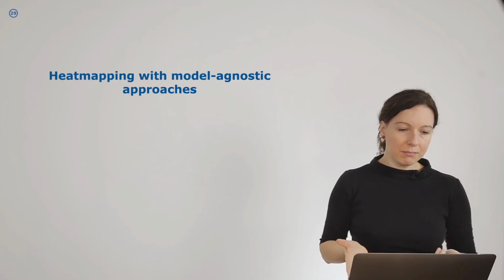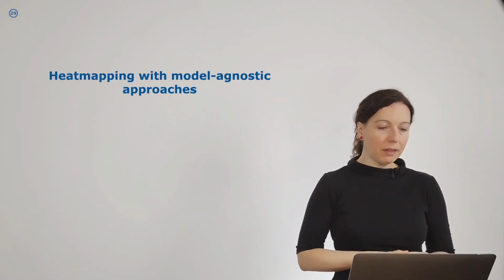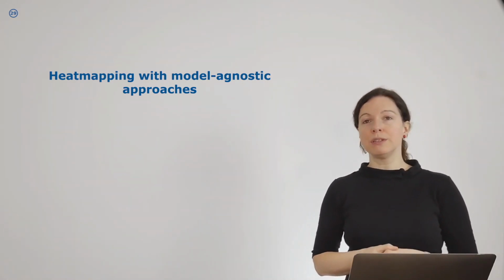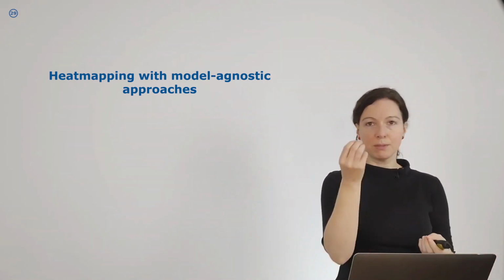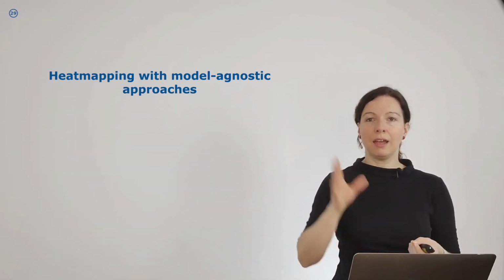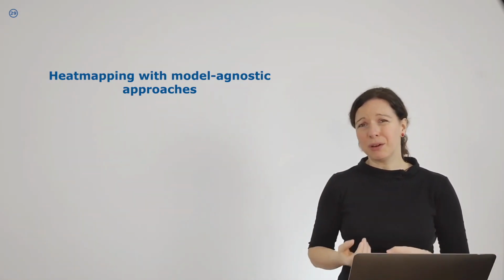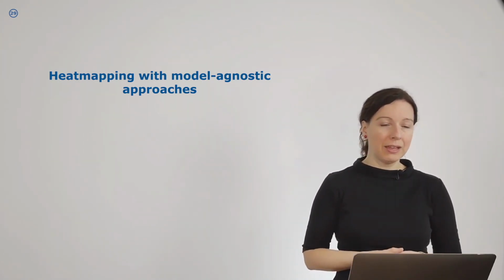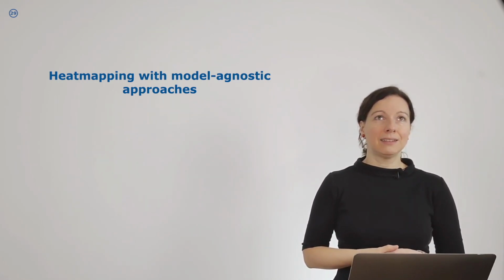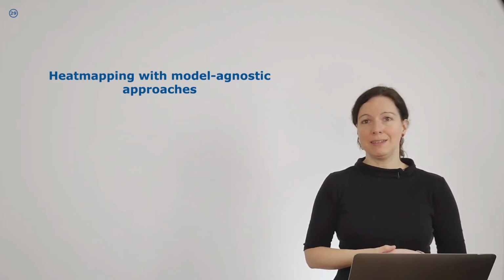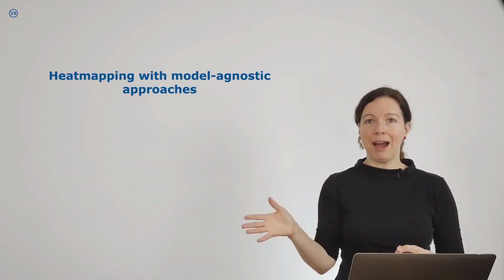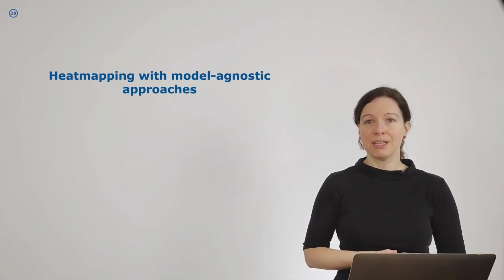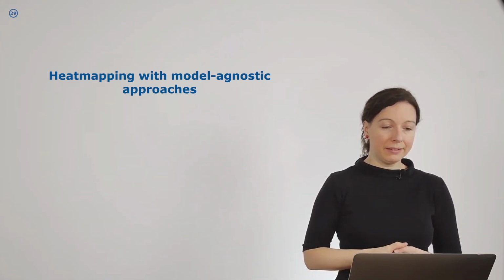Okay, so let's come to the second part. And here I want to talk about heat mapping with model-agnostic approaches. So here we go away from specific features of a single prediction and we now go to images. Images are always nice if you have them as data, because it's much easier to highlight specific parts in an image, and it's easier to understand, easier for interpretation and later explanation than a big data set.